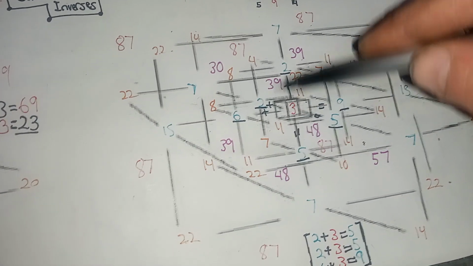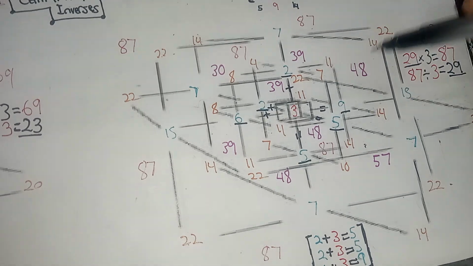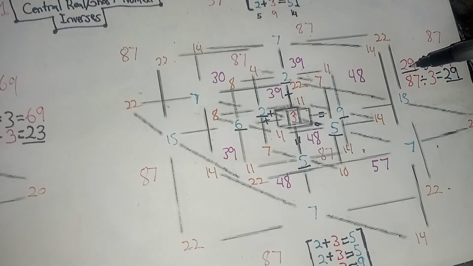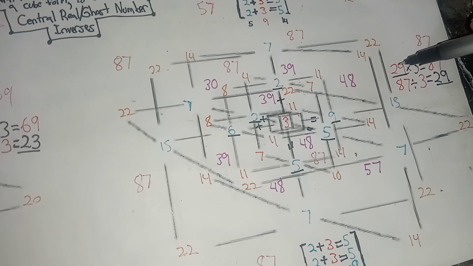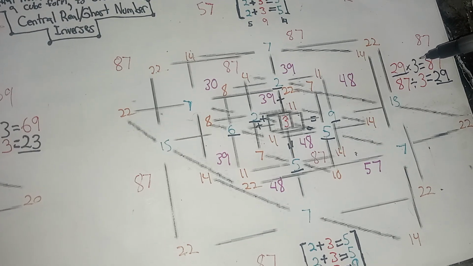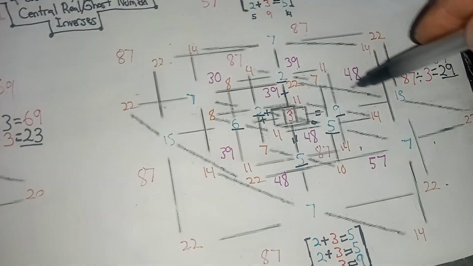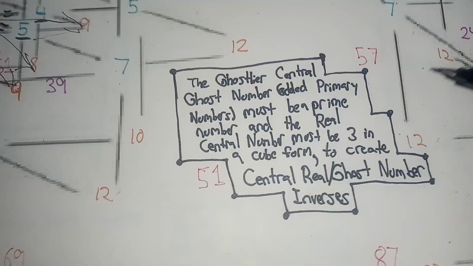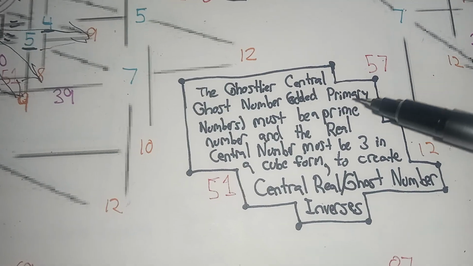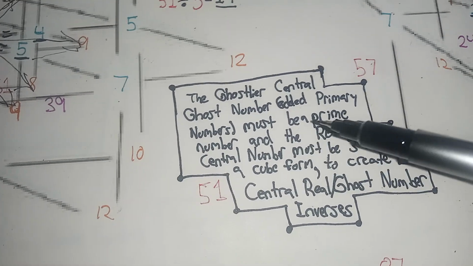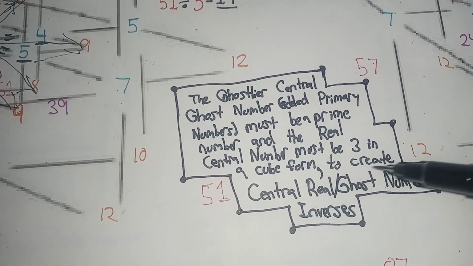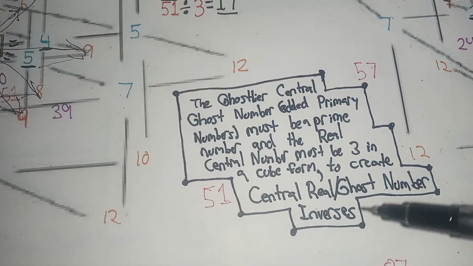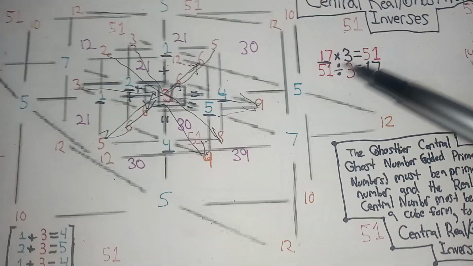because this is a cubic form, three planes, and the central ghost number goes into the outer ghost number 3 times. Cubic, it's all cubic. And so this is my explanation for this. The ghostlier central ghost number, the added primary numbers, must be a prime number, and the real central number must be 3 in a cube form to create the central real ghost number inverses. These relationships.